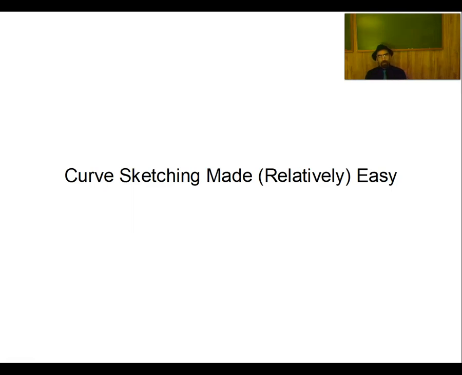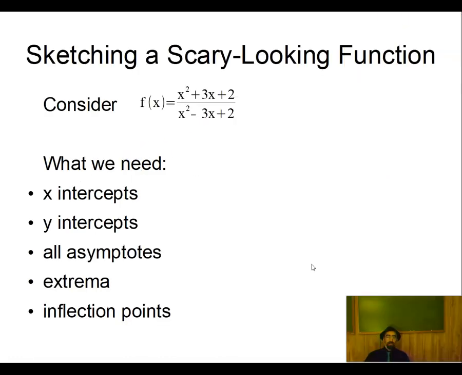There are a couple of steps in here that a lot of instructors will leave out that I'll just talk about how to do them, how to implement them, and how they can more easily give you a clear idea of what your graph should look like. So consider this scary looking function. F of x equals x squared plus 3x plus 2 over x squared minus 3x plus 2.